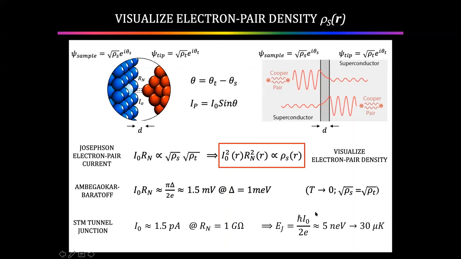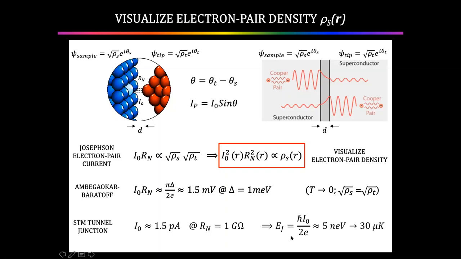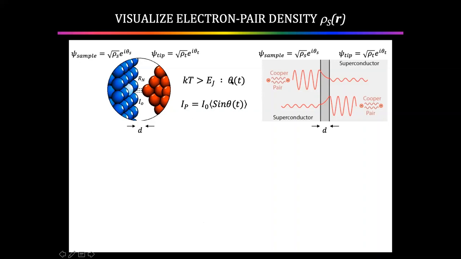So if kT, the temperature, is much bigger than the Josephson energy, and that's the situation we're in, even at 30 millikelvin, kT is 1,000 times bigger than the Josephson energy. If kT is very big, the phase difference between the two superconductors is fluctuating wildly. However, what you're interested in is the average of sine theta for those fluctuations over time. If that average isn't zero, then there is some Josephson current.